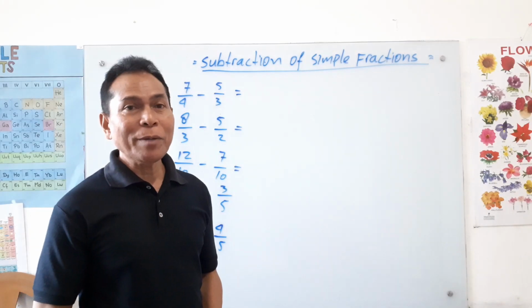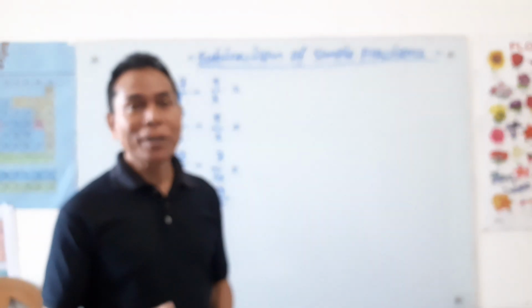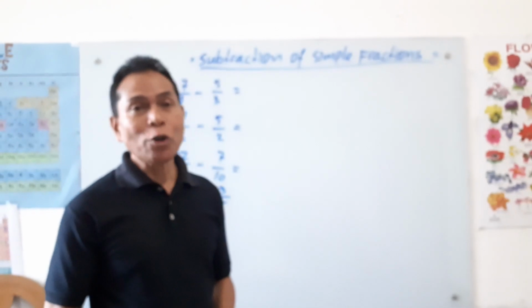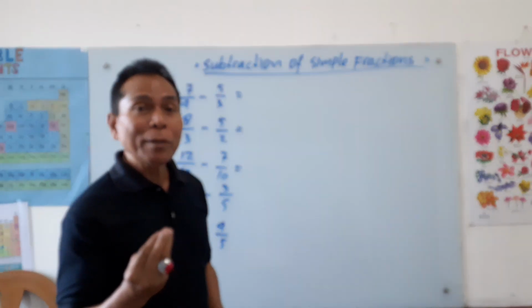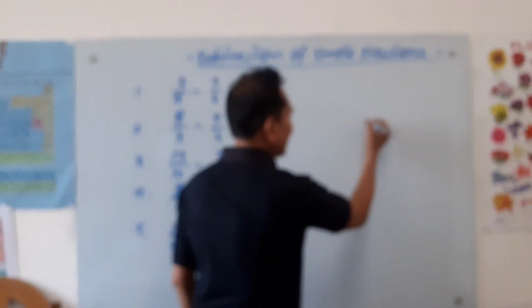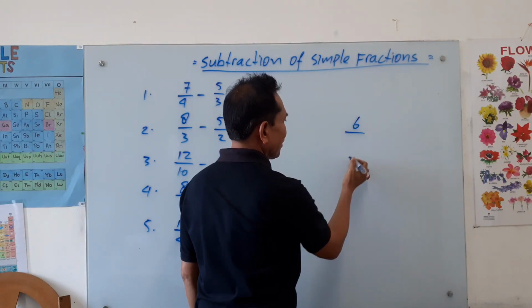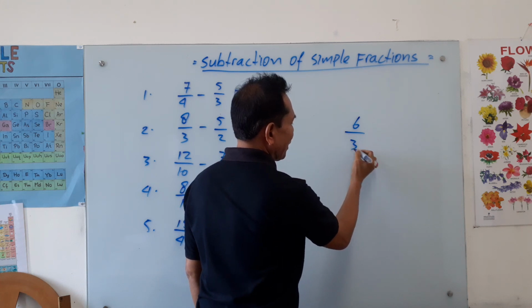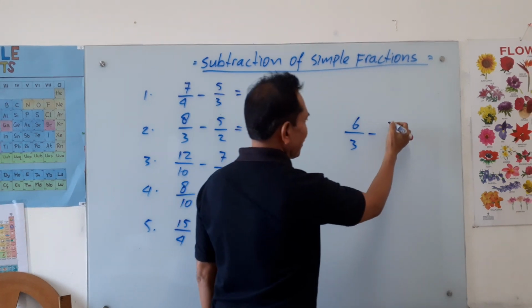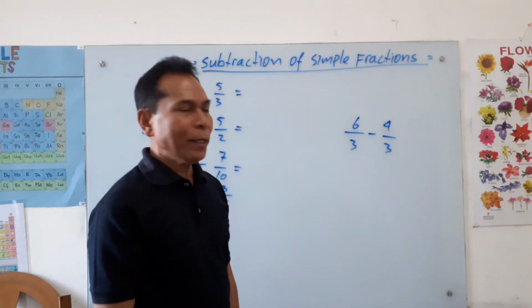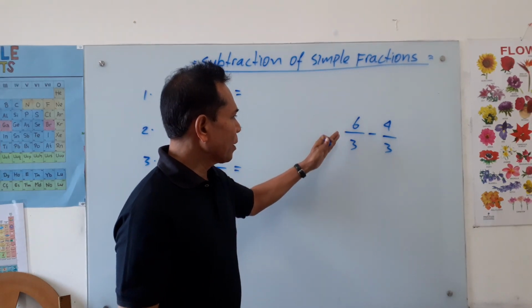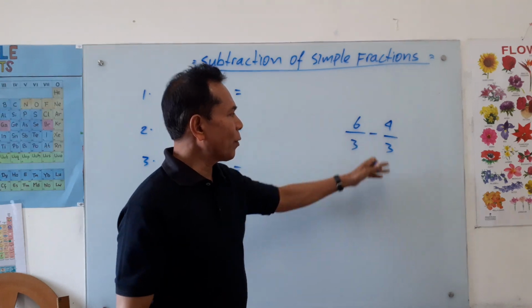Remember last time in my last video I showed you how to subtract fractions with the same denominators. I give you one more example to remind you of the last teaching. So for example, we take here 6 over 3 minus 4 over 3.